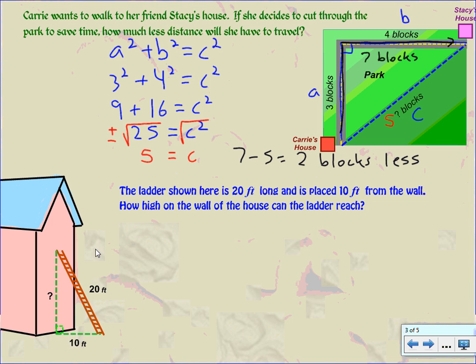Again, we're going to use Pythagorean theorem, right? We've got a right triangle. We've got a little right angle down here where the distance here meets the height on the wall. But this time I'm not looking for the hypotenuse, right? This time we have it. It's 20. This time I'm looking for one of the legs.